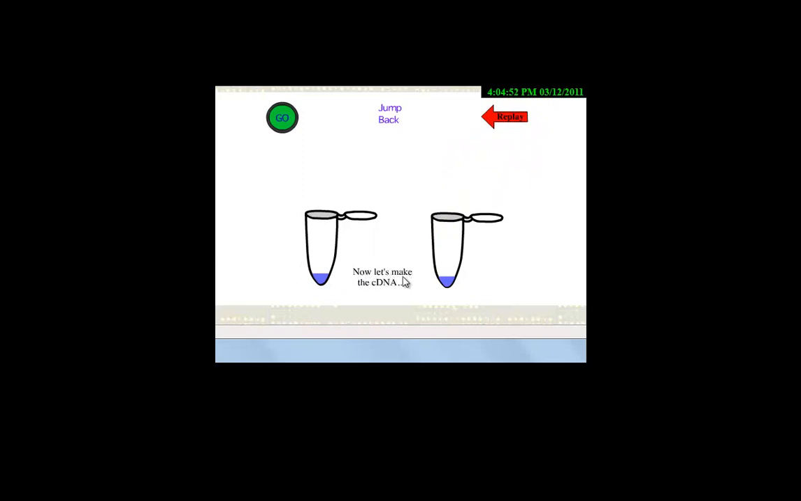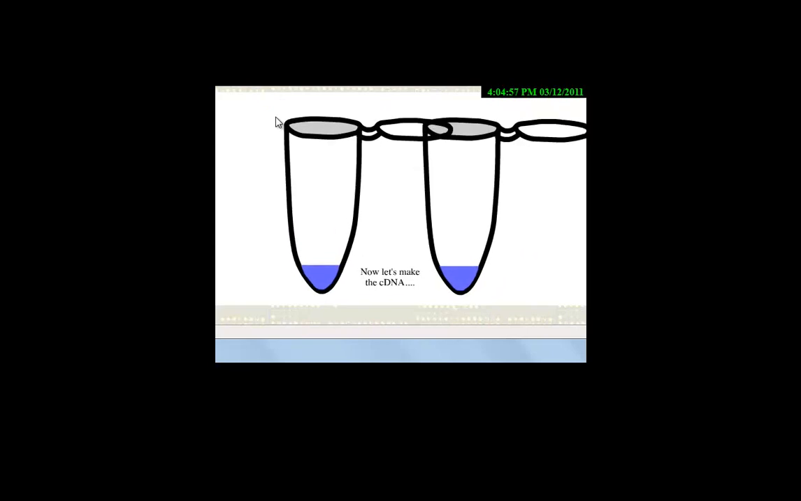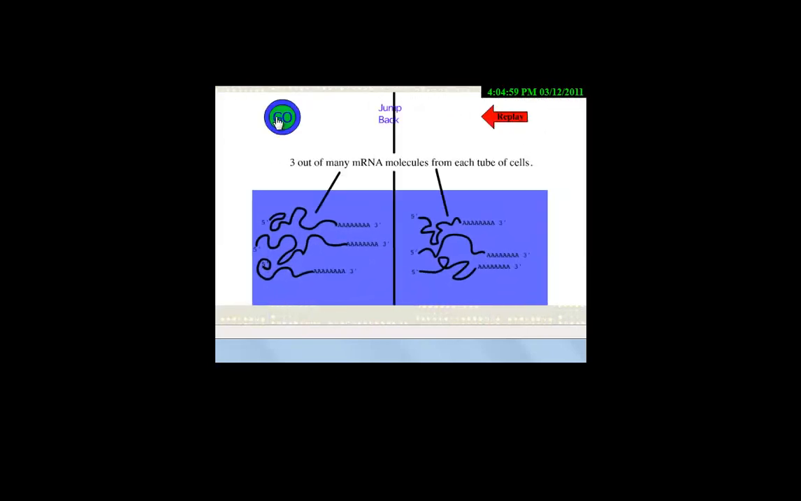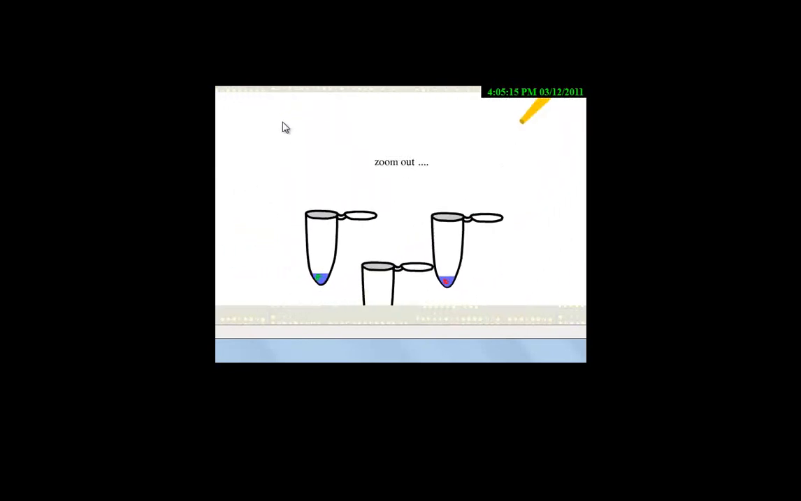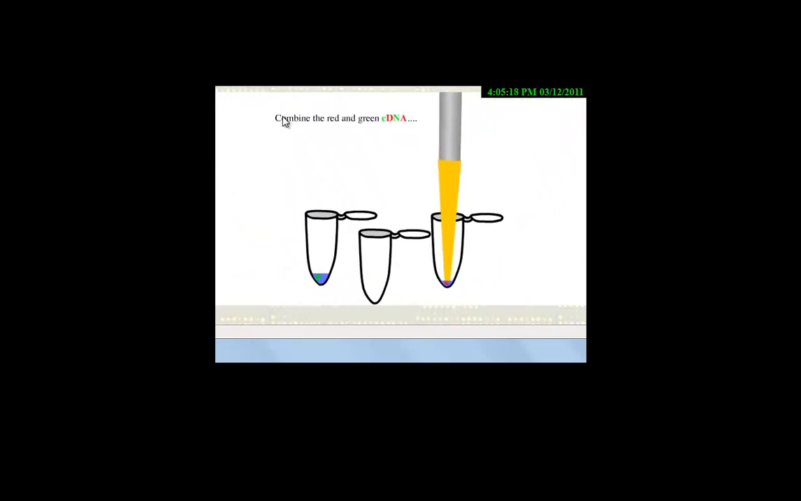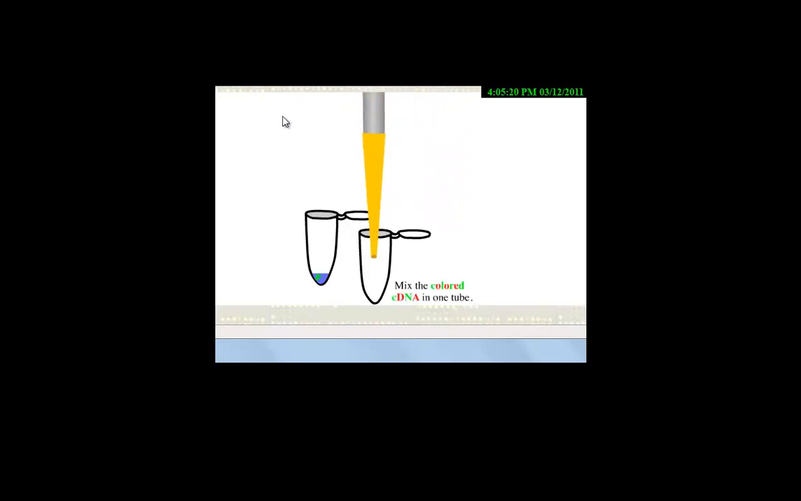Here, we are going to prepare cDNA with the help of reverse transcriptase enzyme. It is labeled with two different dyes, Cy3 and Cy5. Cy5 is red colored and Cy3 is green colored, which is the control DNA sample. Then combine the red and green cDNA in a single Eppendorf tube.